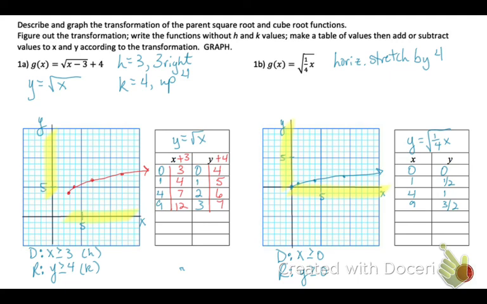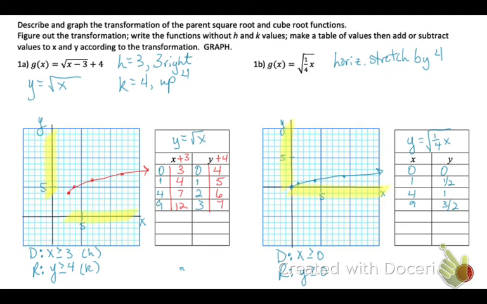Our domain and range have not shifted, though, from the parent. We still have all the x values that are greater than or equal to 0 that are being used to create this curve, and all the y values that are also greater than or equal to 0 to create this curve.